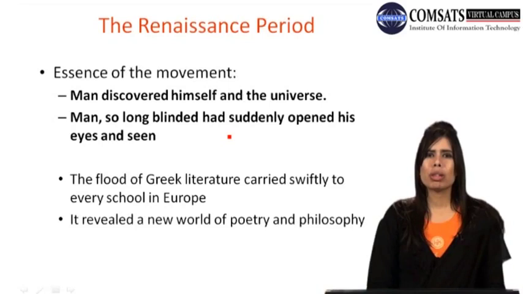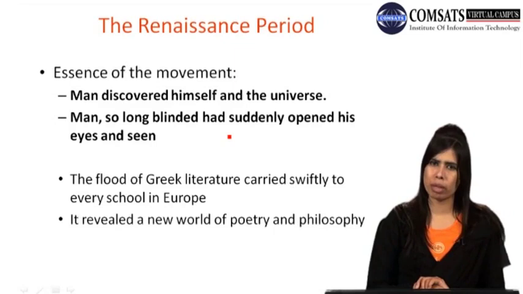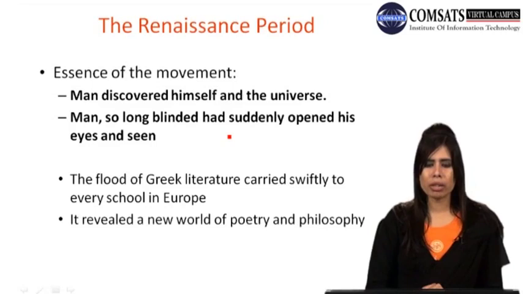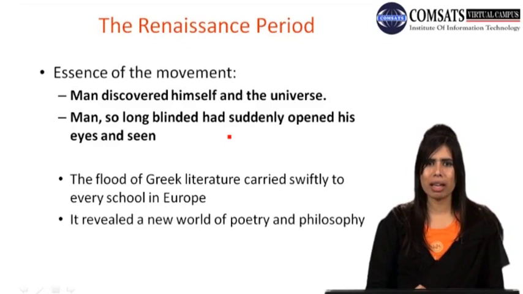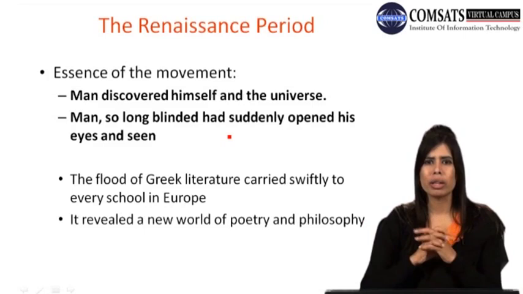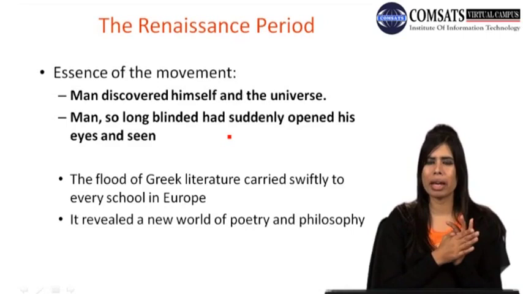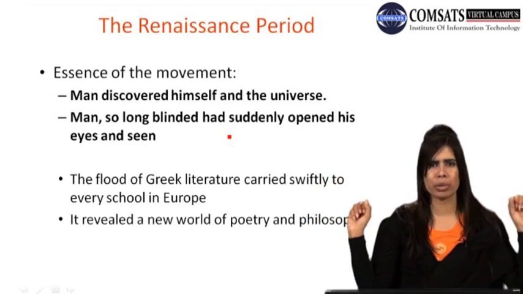What is basically the main motive of the Renaissance movement? Man discovered himself and the universe. So basically here you can see our focus is on man, that he discovered the universe and himself as well. Fine. So man, so long blinded, had suddenly opened his eyes and seen. So basically this blindness, or you can say the blinded man, we are referring here to the Middle Ages, okay, and the Dark Ages according to the Renaissance scholars. So here you can see that man at that time was blind, and now he has suddenly opened his eyes, and now he can see the realities of the world. Okay, previously he was just blind, he was living in the Dark Ages, where there was just imagination, and the world was based on fantasy in literature.